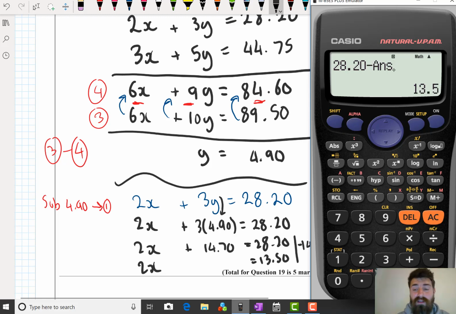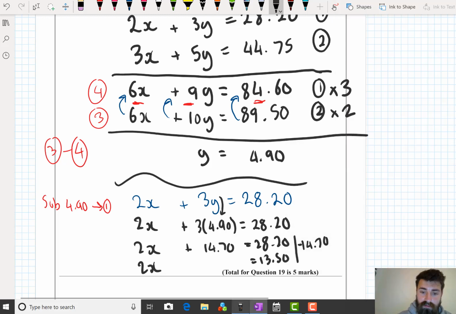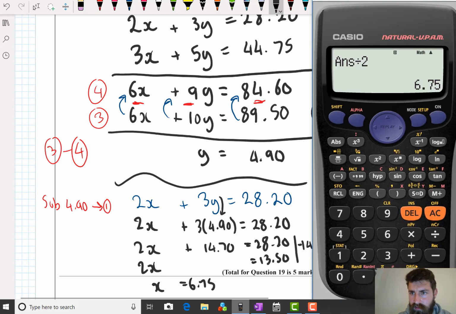Last step is to divide it by 2, because I'm multiplying by 2 here. Divide by 2. And, oh, £6.75. Yes, £6.75, right. X equals £6.75. Job is a good one. I think the calculator's going off the screen a little bit. I think that's good. Okay, so last thing.